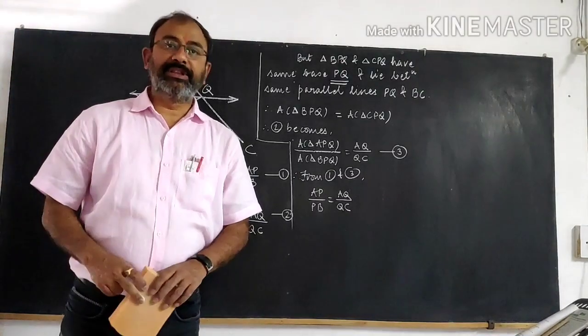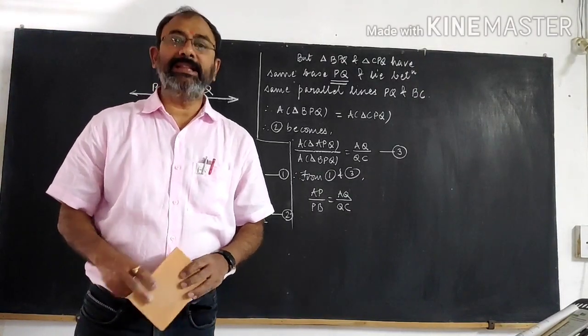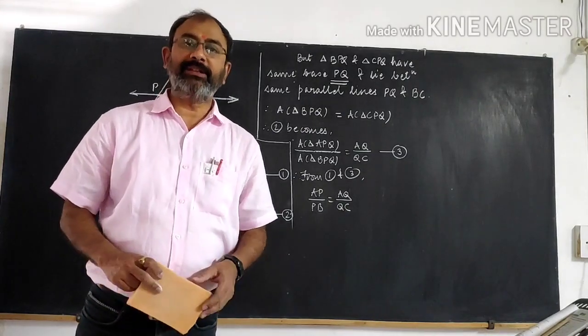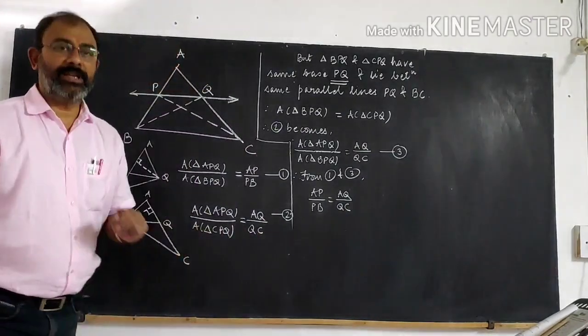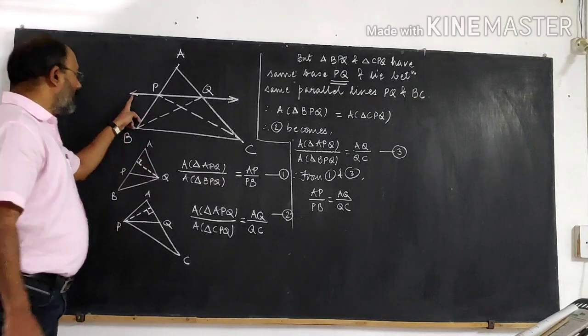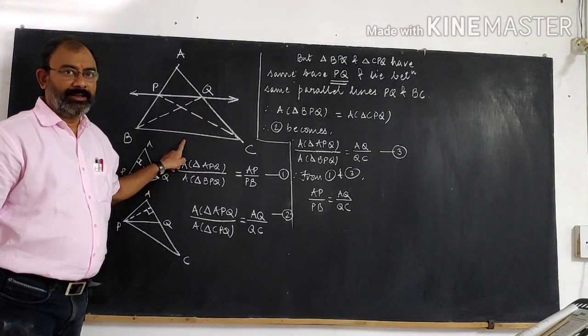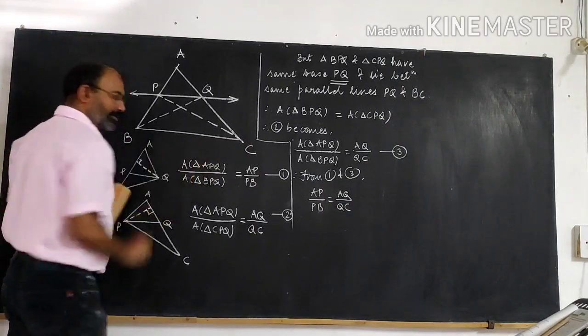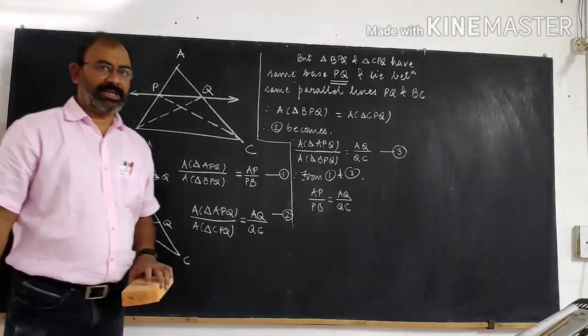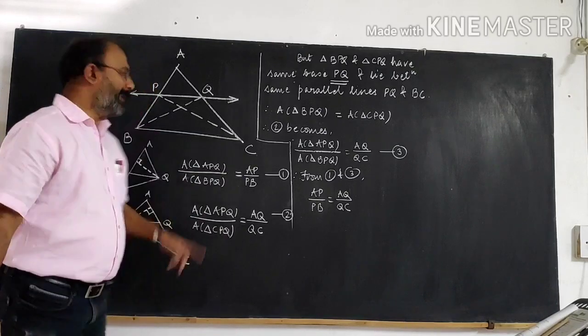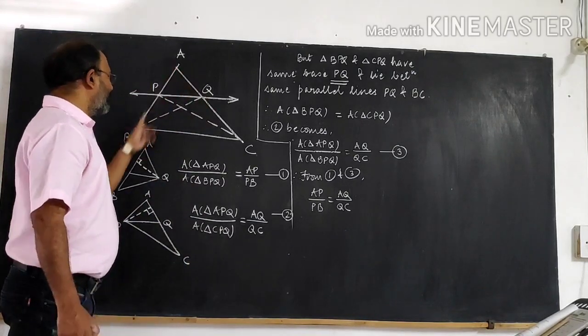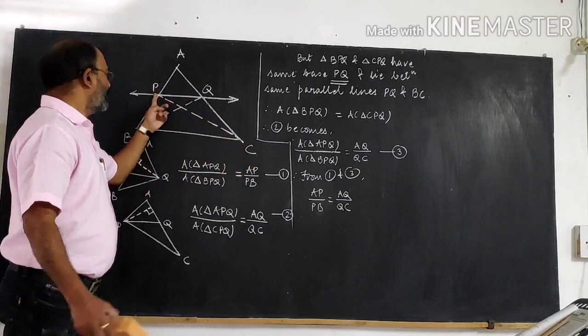Let us start with the basic proportionality theorem. Let me explain the theorem first. The theorem says if you draw a line parallel to one side of the triangle, so you can draw a parallel line to this side also. But the second condition says that the line must intersect the other two sides in two distinct points.